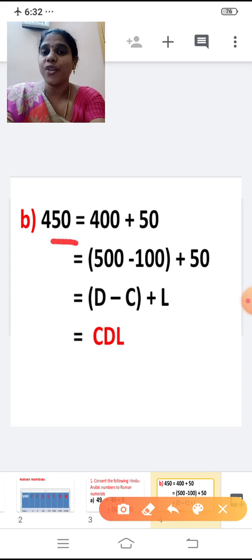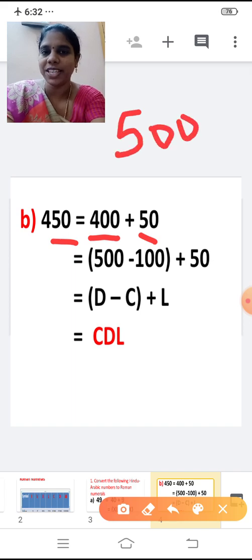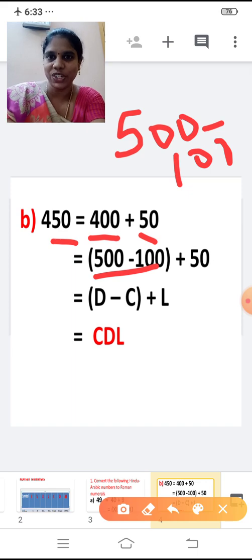Second one, 450. Write that in expanded form now. 400 plus 50 plus 0, right? 400 plus 50. Now this we are going to change into Roman numerals. 400 we are going to change into Roman numeral. How will you write 400? Shall I write like this? 500 minus 100. 500 minus 100 is 400, right, children?